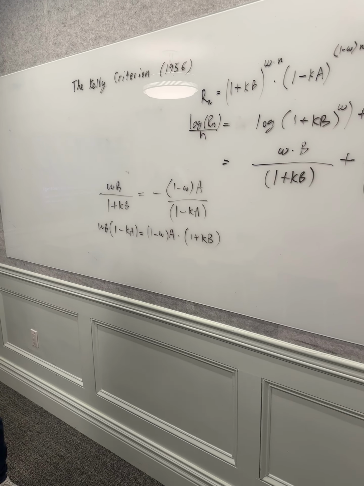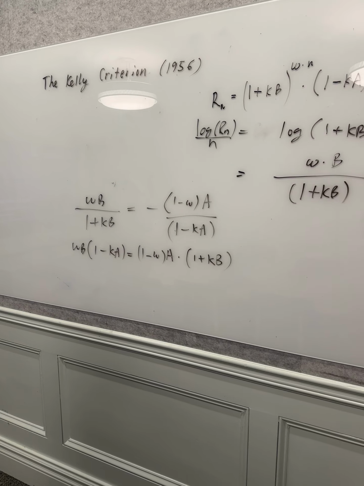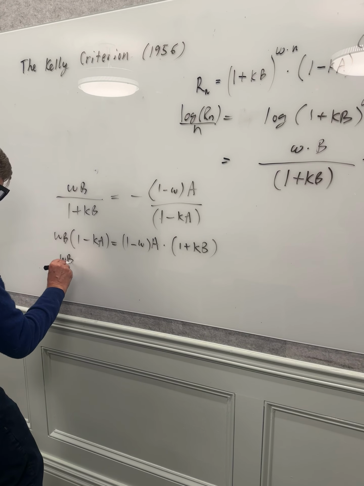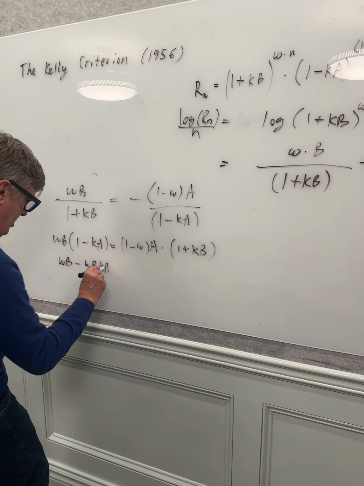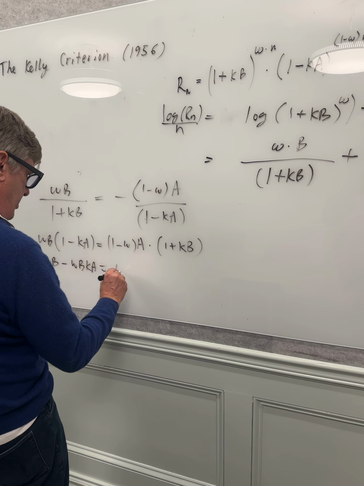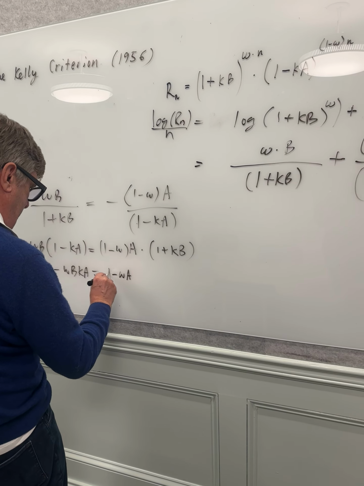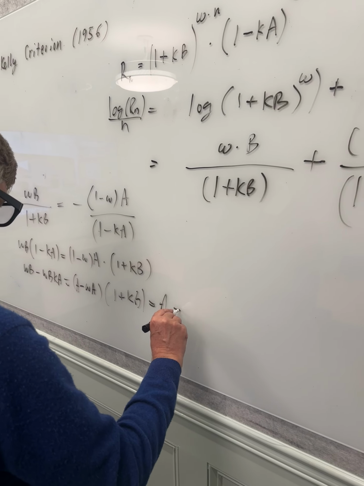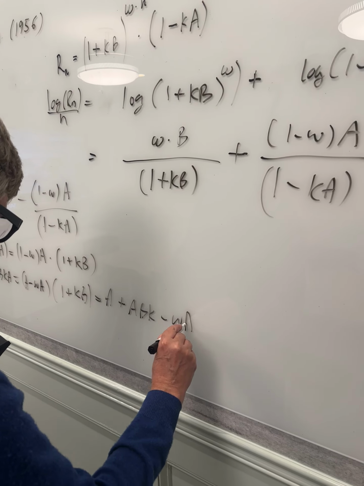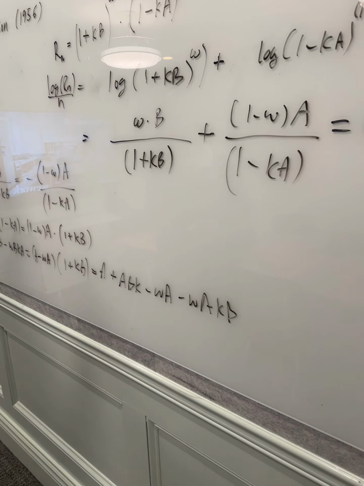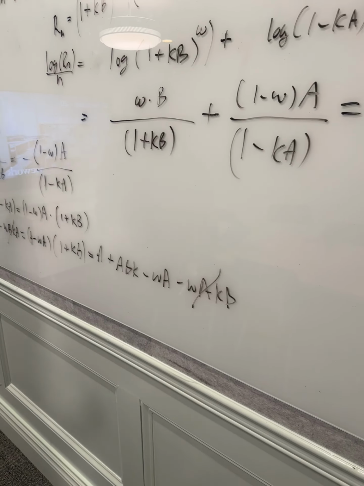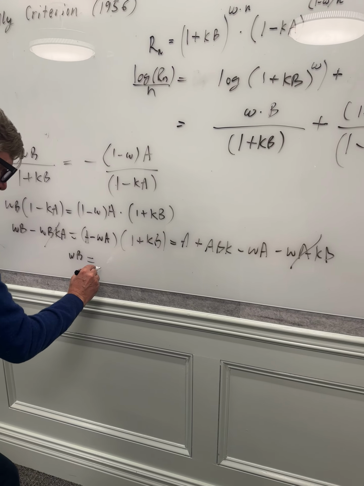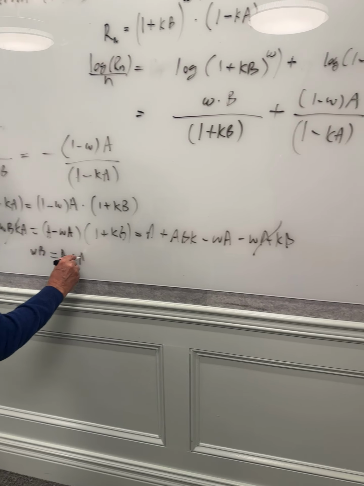Okay, let me just check the equations. Yep, that's correct. Now you have to distribute these. So now we got to distribute them. So wb minus wbka equals, and now let's pull all these things out, a minus wa times 1 plus kb, and that's equal to a plus abk minus wa minus wakb. And now you notice this term simplifies, right? So now we're left with wb equals a plus abk minus wa.